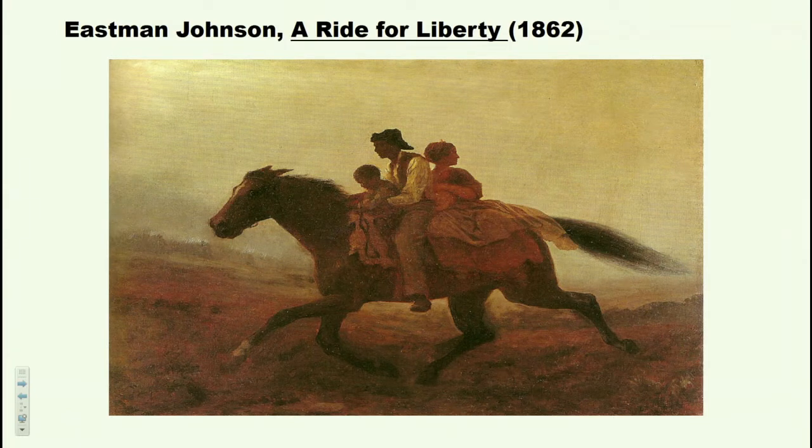Northern states responded with personal liberty laws insisting, no, there has to be a jury trial before an allegedly escaped slave was returned. And of course, northern juries would not return people. So the Southerners were like, well, that's dishonest.